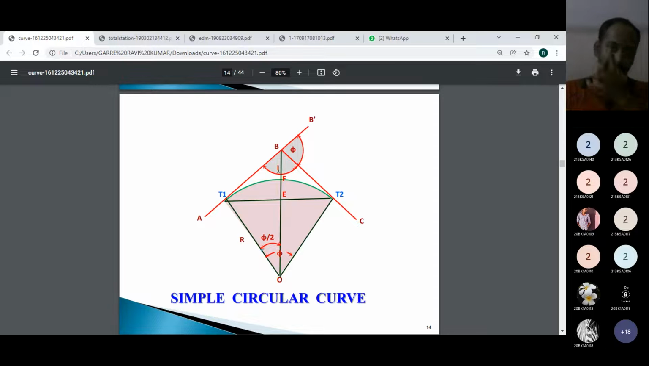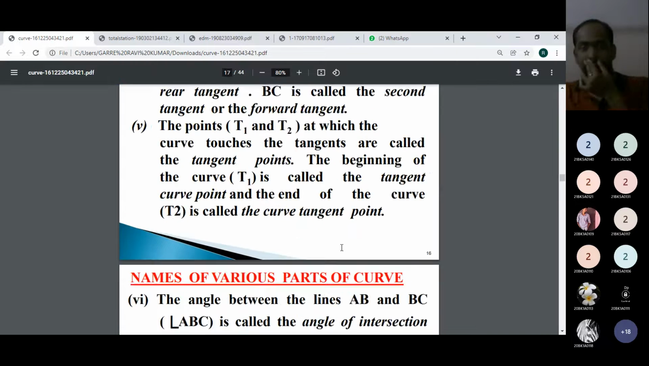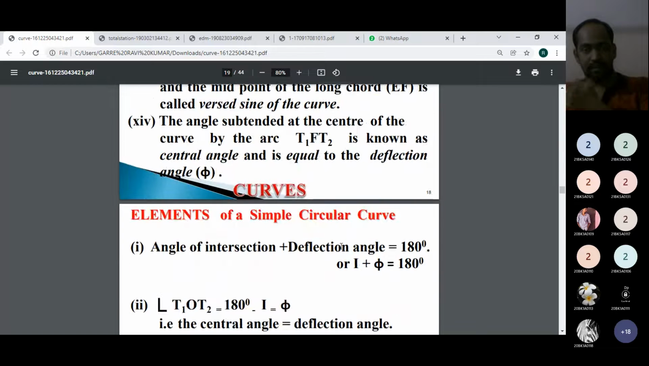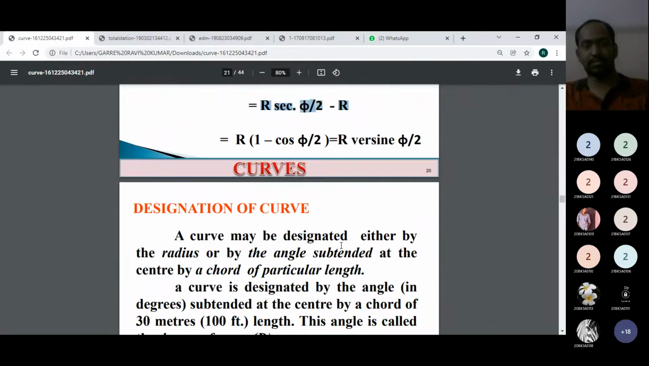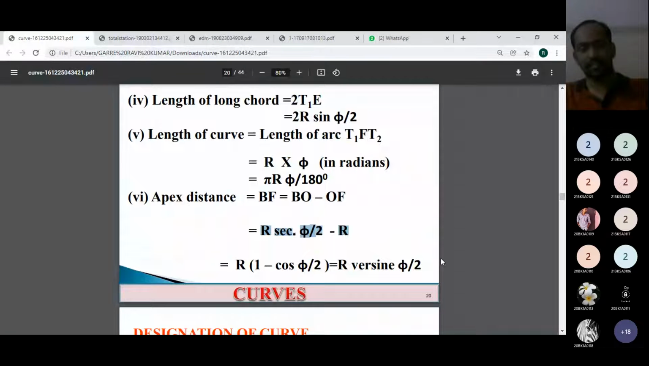Now, whenever we go for the setup of a curve, the apex distance can also play an important role. The apex distance can be calculated by using the formula R secant phi by 2 minus R, or R of 1 minus cos phi by 2. These are all the things we have to determine first.